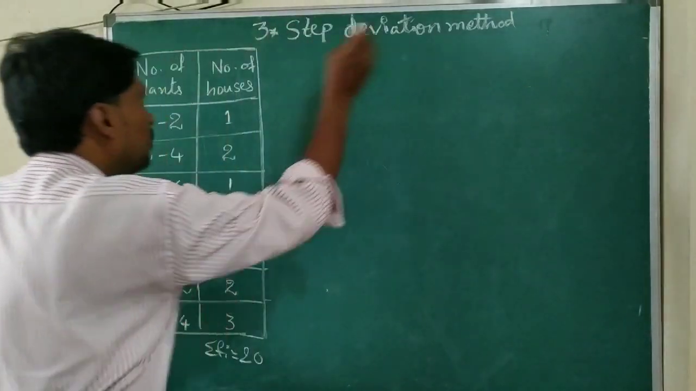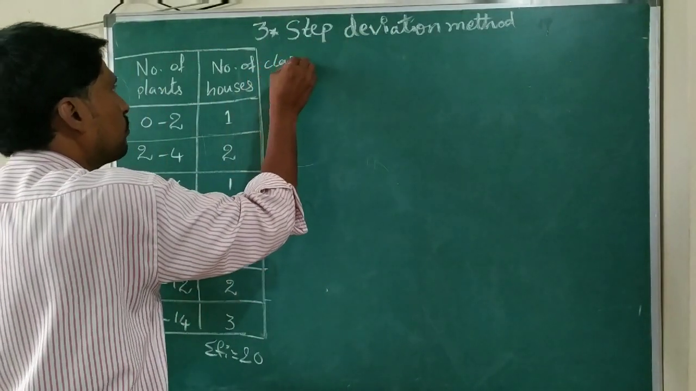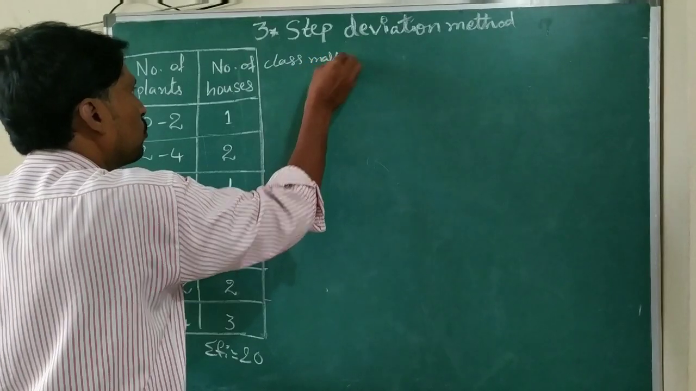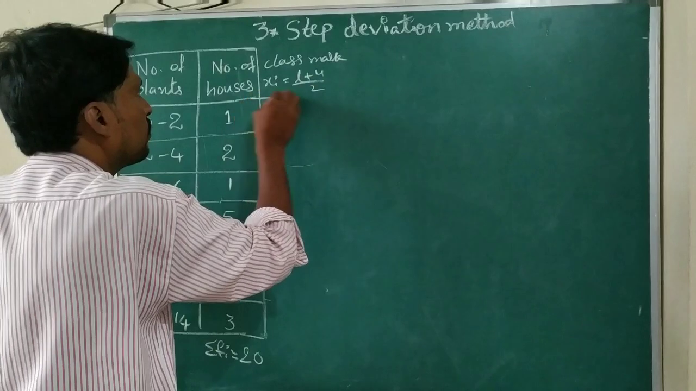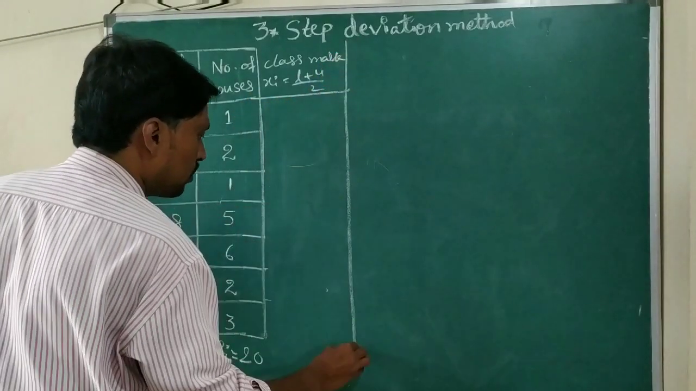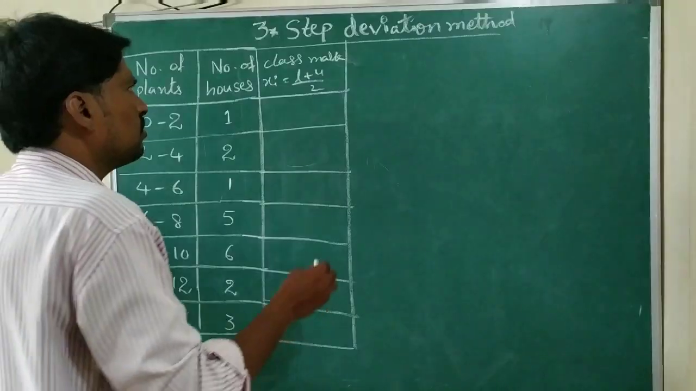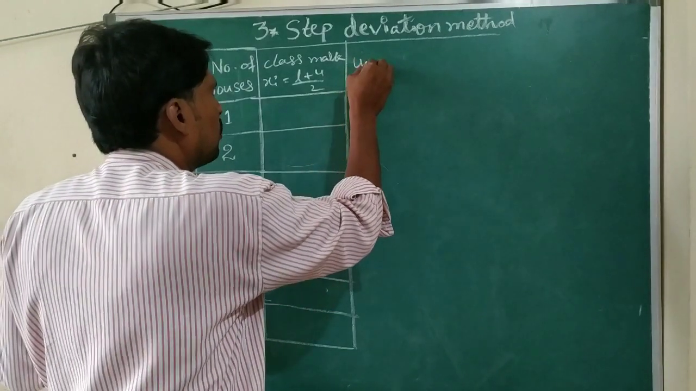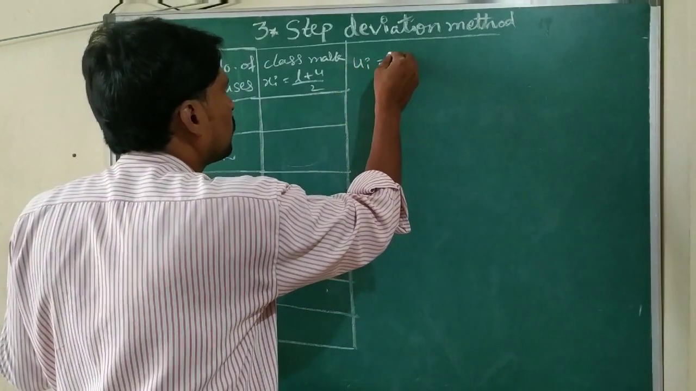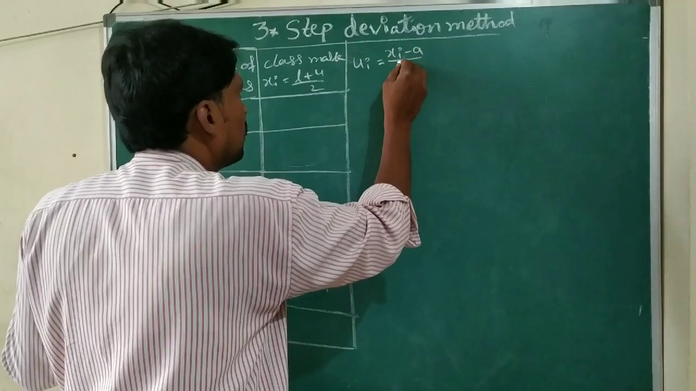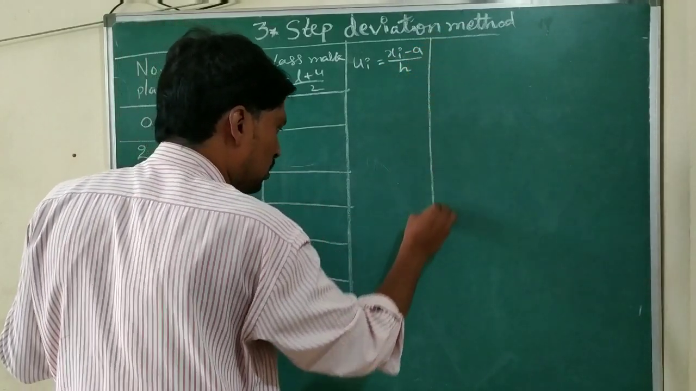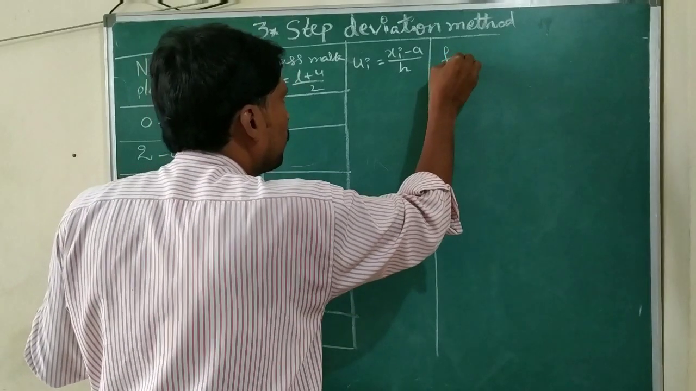For the same data, we need to take the class marks. The class mark xi equals (L plus U) by 2, and ui equals (xi minus a) by h. The next column is fi ui.